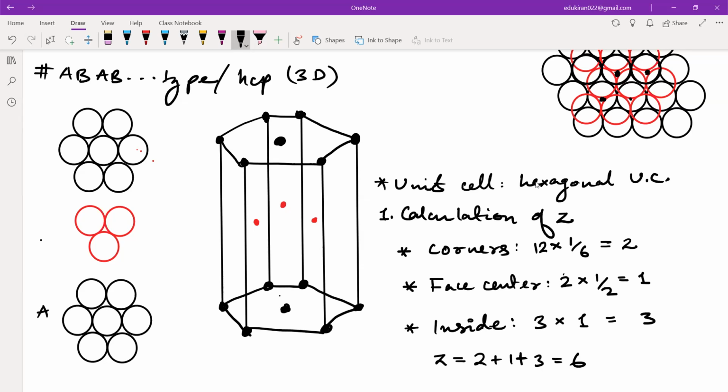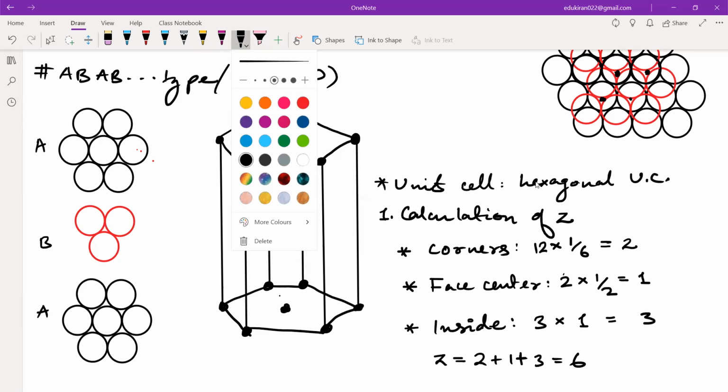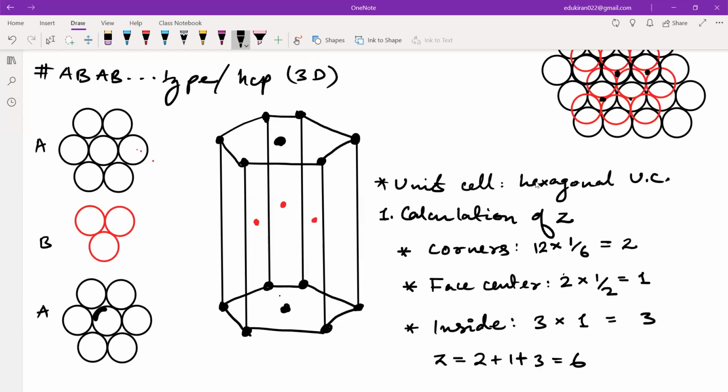Now moving on to the coordination number. So we have this layer A, we have this layer B, and we have this layer A again. For coordination number, I want you to focus on this particular atom. In this same layer, the A layer, it is touching 6 atoms, right? Now these red atoms, as you can see, are just on top of this black atom, correct? And that is why they will also be making a tetrahedral void.